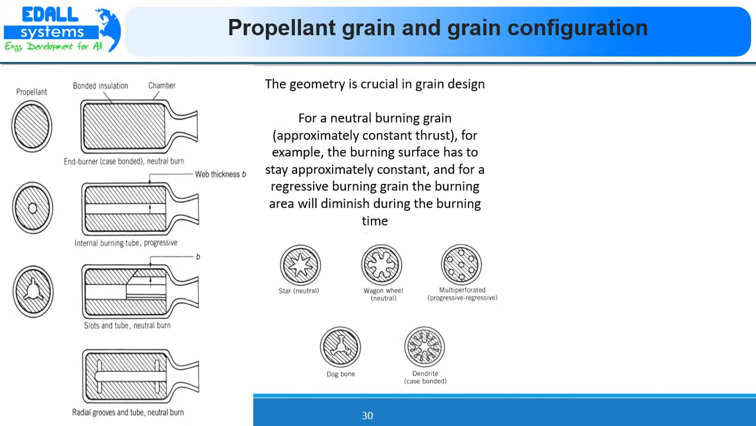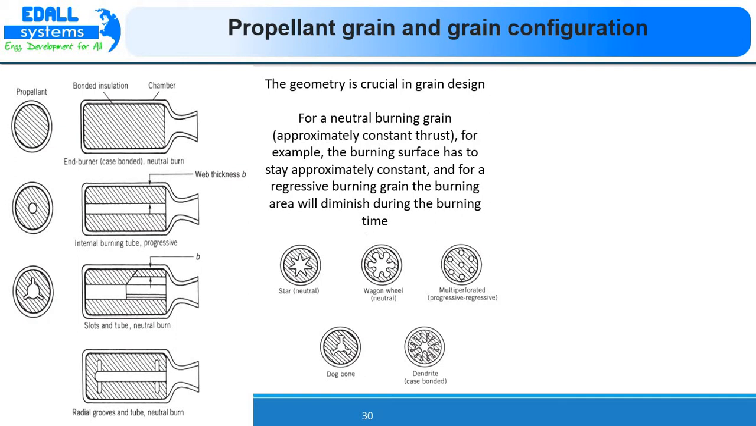Then we will see different configurations for propellant grain. The geometry is crucial in grain design. For a neutral burning grain, approximately constant thrust for example, the burning surface has to stay approximately constant, and for a regressive grain, the burning area will diminish during the burning. So here we can see different configurations in the left figure. The first one is the end burner, in this case bonded, and it will burn neutrally. Burn area is constant, that is no perforation is given here.